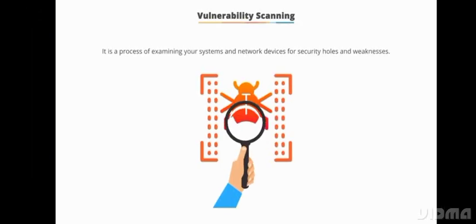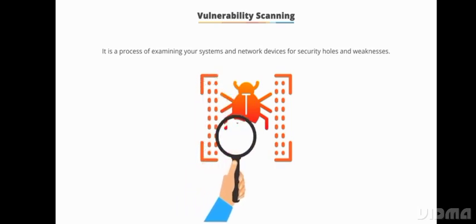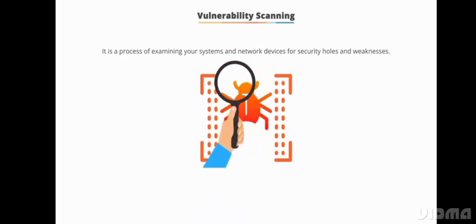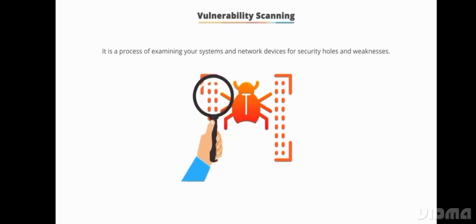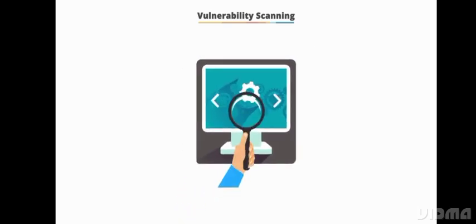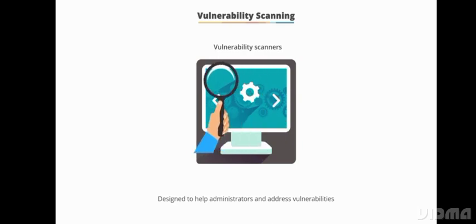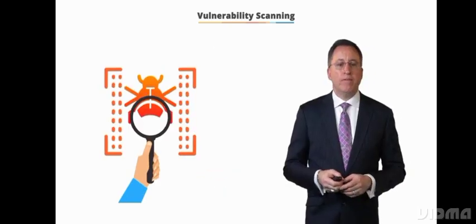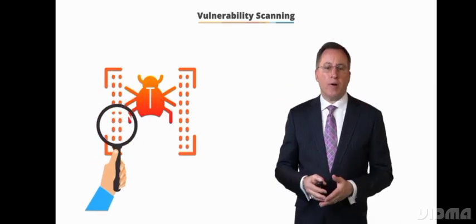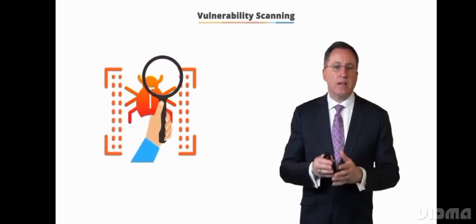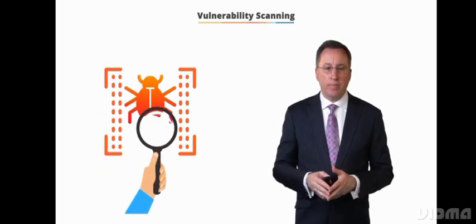So a vulnerability scan is the process of examining your systems and network devices for holes, weaknesses, and issues, and finding them before a potential attacker does. Specialized tools called vulnerability scanners are designed to help administrators discover and address these vulnerabilities. Vulnerability scanning is an ongoing process, and it is not enough to scan systems once and assume they will be secure from that point on.